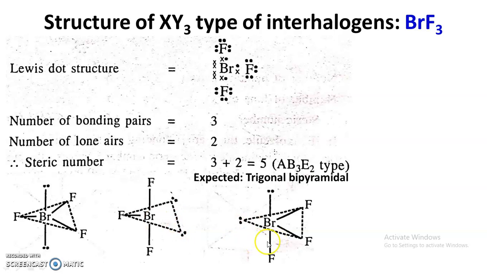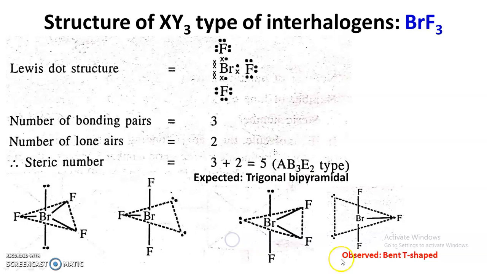So this is the expected geometry, trigonal bipyramidal, but the observed geometry is bent T-shaped, where the 2 lone pairs occupy horizontal positions. Lone pair-lone pair repulsion is more than lone pair-bond pair repulsion, and therefore the vertical bromine-fluorine bonds are bent like this.